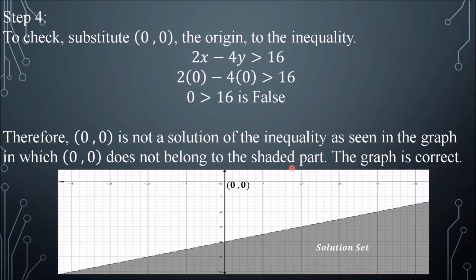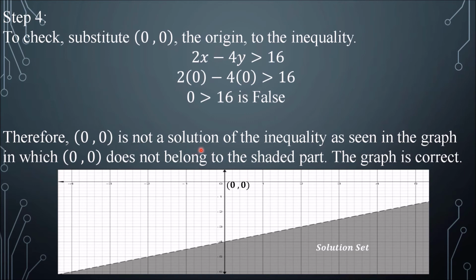Now to check, let's substitute 0, 0, the origin, into the inequality. So 2x minus 4y is the original one. So 2 times 0 minus 4 times 0 is greater than 16. So that's 0 is greater than 16. 0 is not greater than 16. Therefore, it's false.